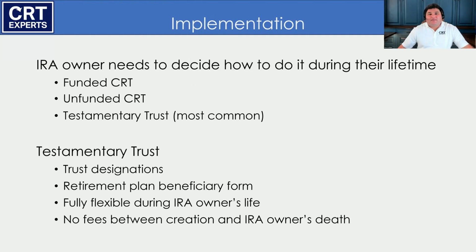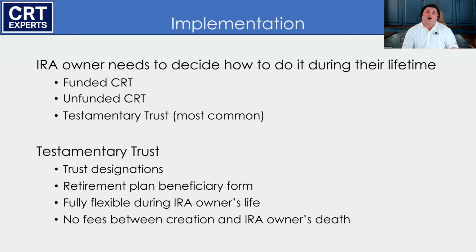So how do we implement the planning? There are three general ways that we can do it. We can use a funded trust, an unfunded trust, or what's most commonly used, a testamentary trust. In each of these cases, the result is the same in that we're going to name the trust as the beneficiary of the IRA. So we're going to go to the custodian of the IRA, fill out that change of beneficiary form, and name the trustee of the CRT as the beneficiary of the IRA. So that's an important step. We can put the planning in place, but we have to do that as well.